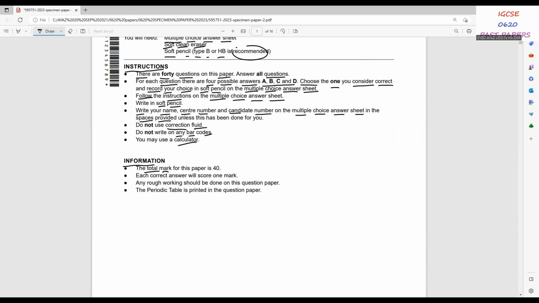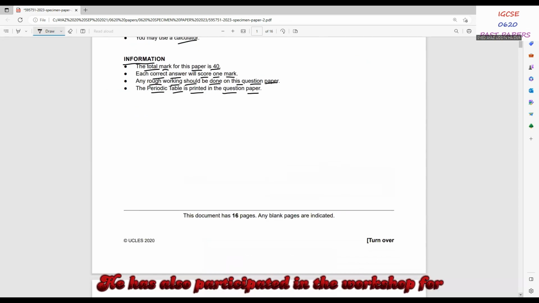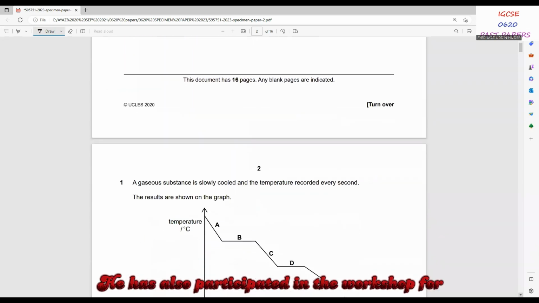Information. The total mark for this paper is 40. Each correct answer will score 1 mark, which means there won't be any kind of deduction in this paper. Any rough working should be done on this question paper. The periodic table is printed in the question paper. The last page will be the periodic table.